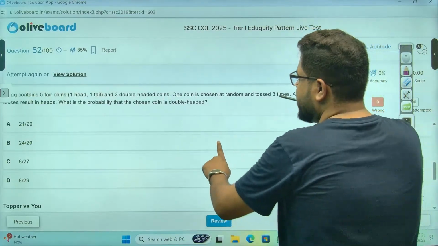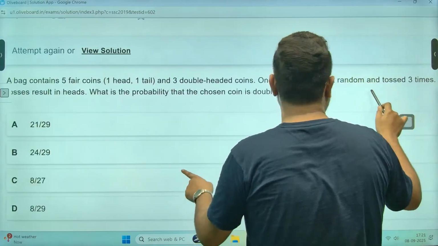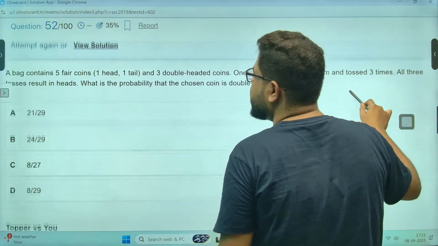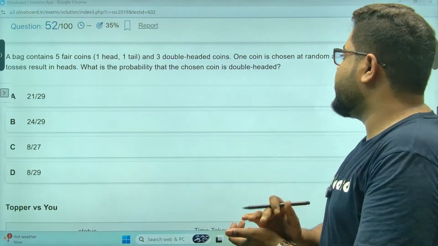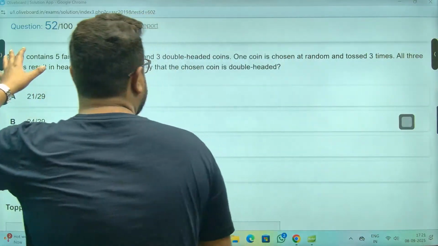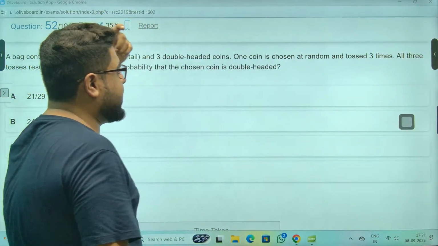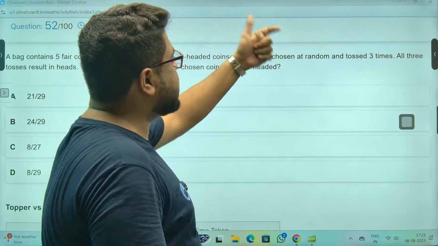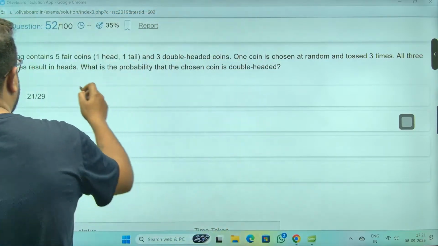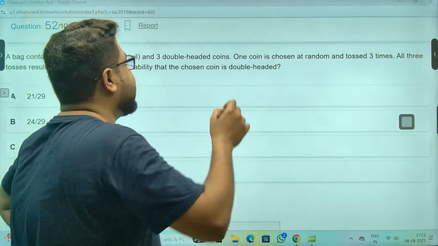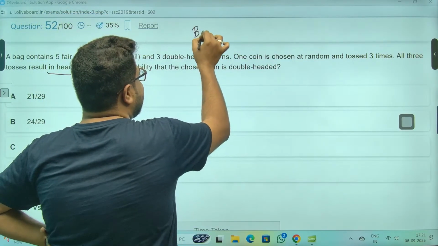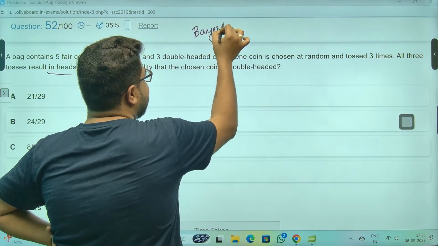Next one. Probability. A bag contains 5 fair coins and 3 double-headed coins. One coin is chosen at random and tossed 3 times. All 3 tosses resulted in heads. It's a Bayes theorem question.